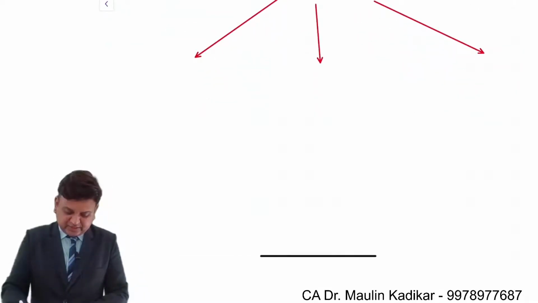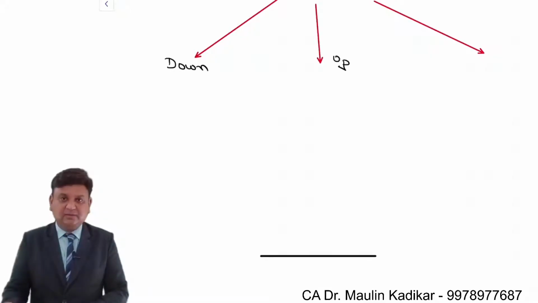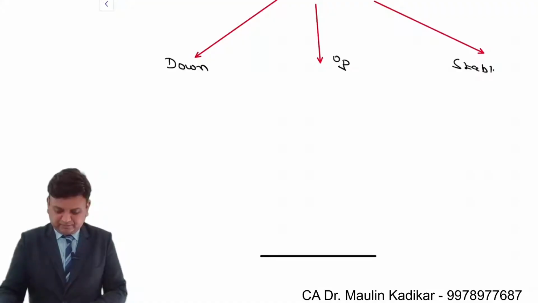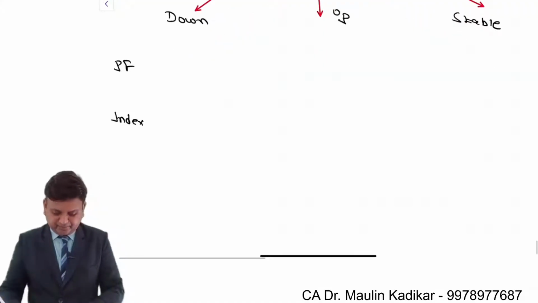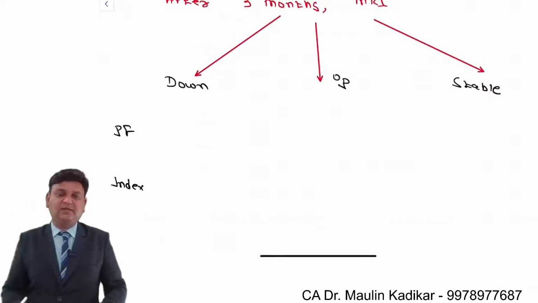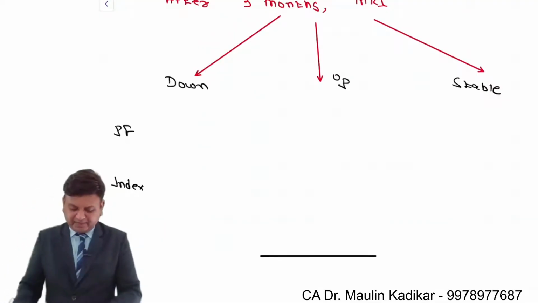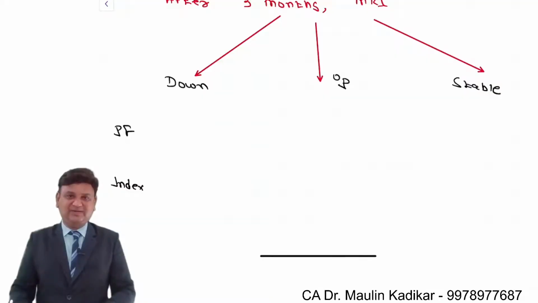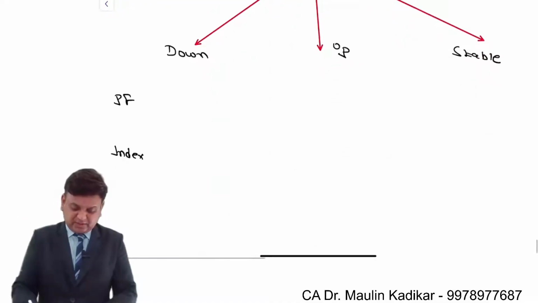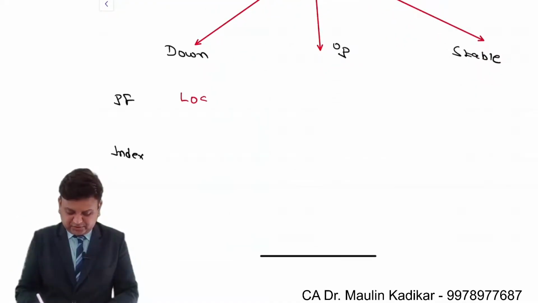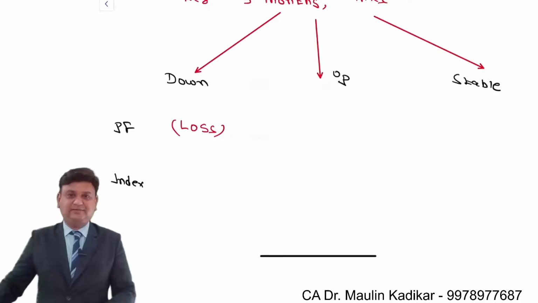The market may go down as per your expectation, it may go up against your expectation, and it may remain stable. Now your portfolio and index. We understand logically something like this: if the market has gone down, then your portfolio also has gone down, because your portfolio is a kind of diversified portfolio. That is the reason if the market has gone down, then your portfolio has also gone down, and over here you will be incurring a loss. This is what we understand.